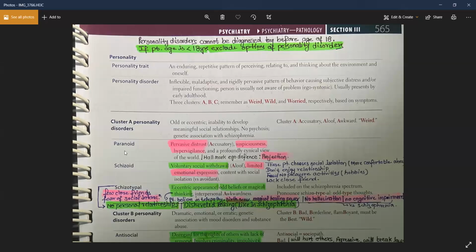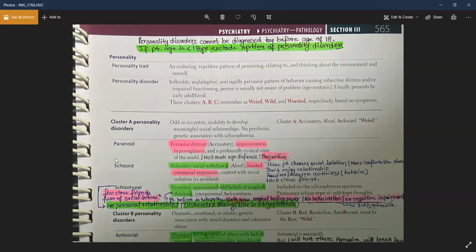For paranoid personality disorder, the patient has something like a delusion, a fixed false belief, right? They have pervasive distrust and suspiciousness about their partner. They have hypervigilance, believing their partner is unfaithful and cheating on them, and no matter how much evidence you give, the patient still believes it. The hallmark ego defense is projection. Any feeling the patient has for their partner, they will project onto the partner itself. That is paranoid personality disorder.